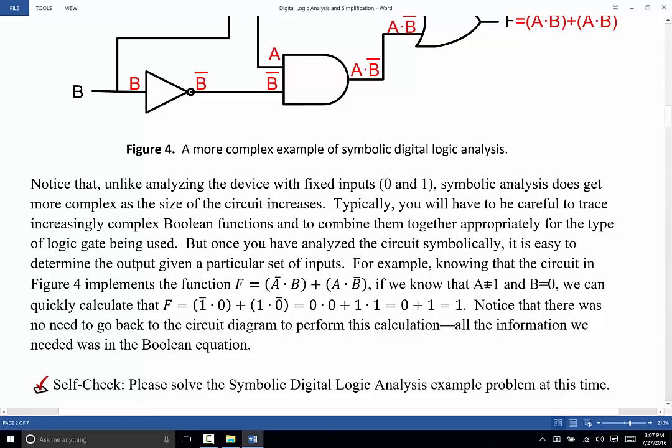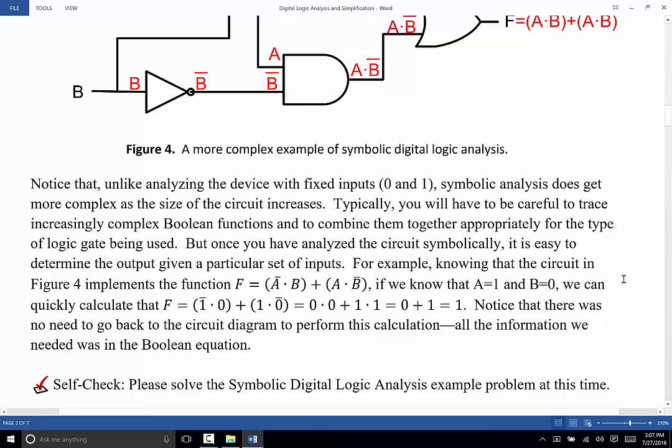If I happen to know that A equals 1 and B equals 0, well, then I can plug those into that function. So A becomes 1 and B becomes 0. 1 bar becomes 0, and 0 bar is going to become 1. 0 and 0 gives a 0. 1 and 1 gives a 1. 0 or 1 gives a 1.